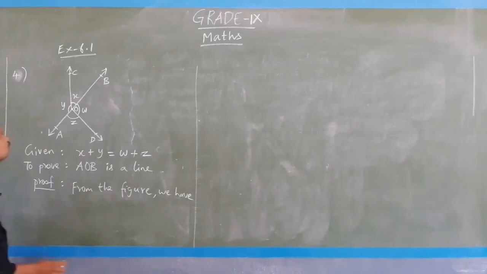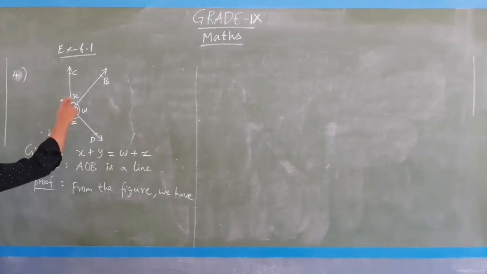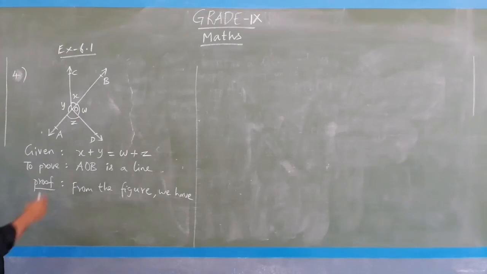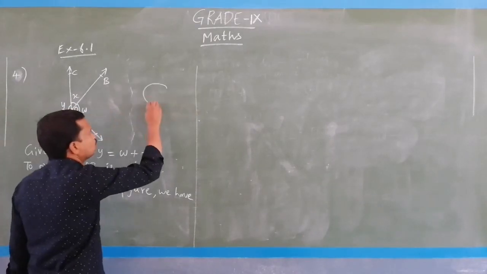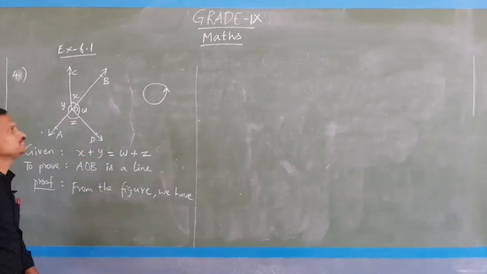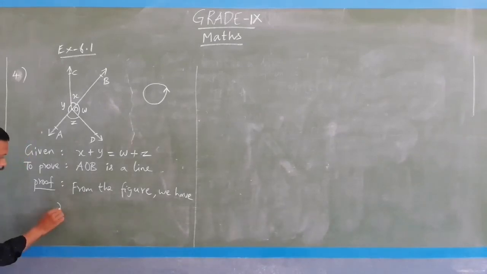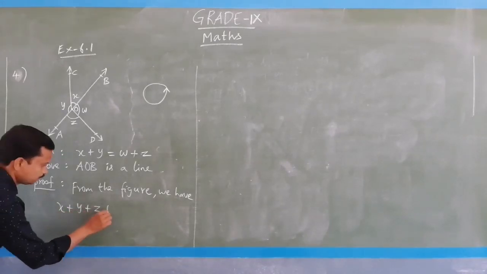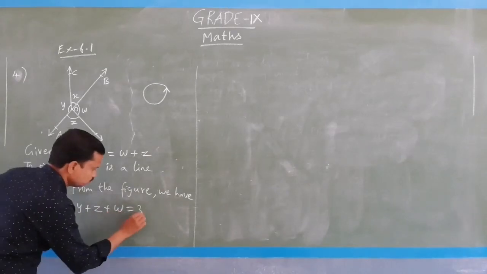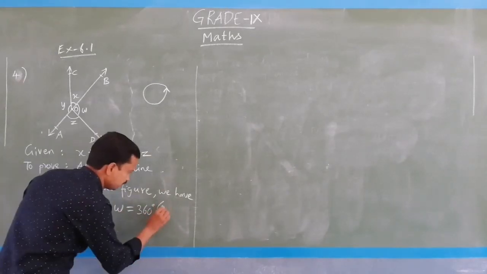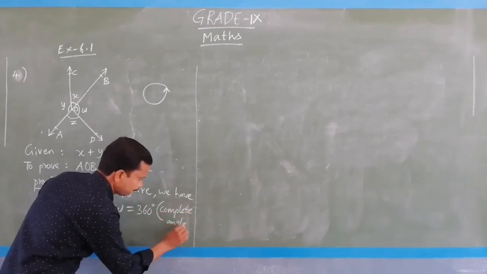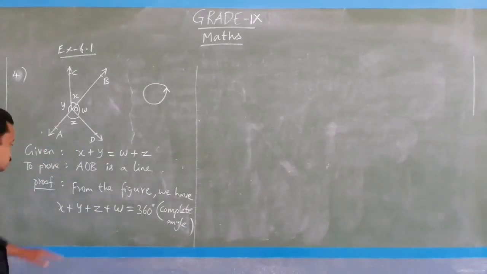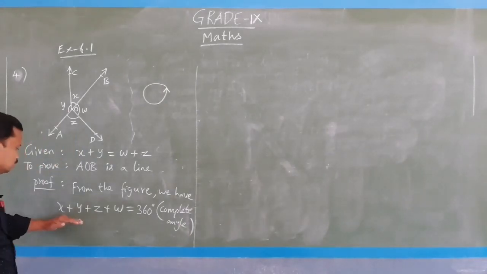what? If you add all the angles x, y, z, w, we get 360 degrees. Am I right? Starting from here, all angles. It means the complete angle, so 360 degrees. x plus y plus z plus w is equal to 360 degrees. Within brackets, we can write complete angle. Now x plus y, z plus w.